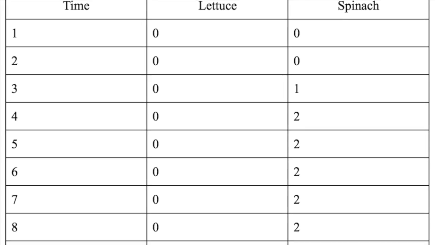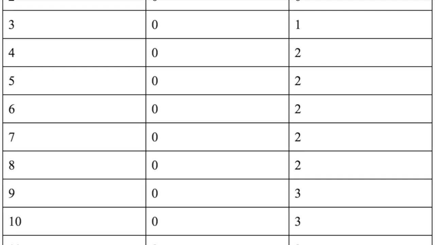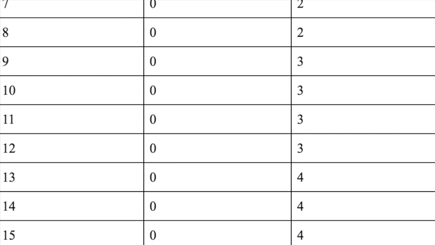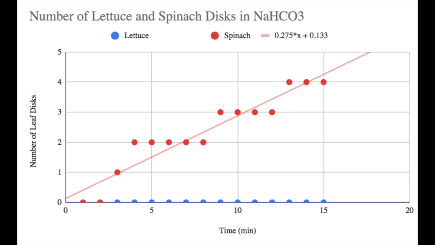Our data is shown here. As you can see, the lettuce seemed to show no change in the sodium bicarbonate solution throughout the 15 minutes, meaning that 0 of the lettuce leaf discs floated to the surface during the time period. The spinach, however, responded quite differently. The spinach started at 0 discs coming to the surface, but then as the time elapsed, they began to rise.